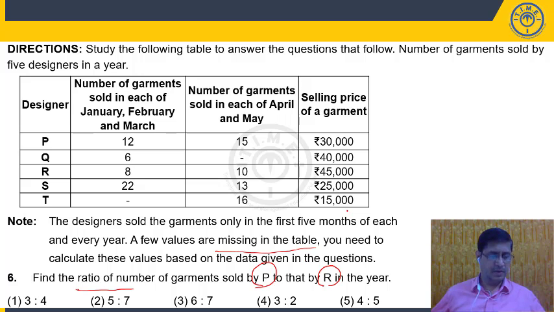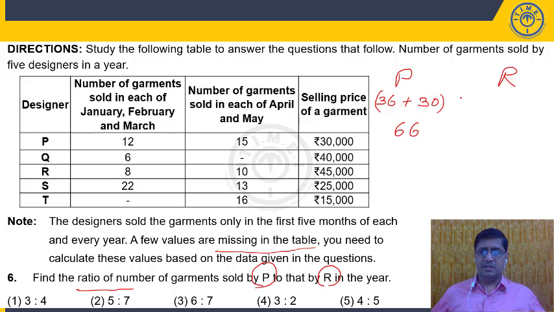Just look at this. P and R: how many were sold by P and R? In the first month P sold 12, in the second month again 12, in the third month 12, means 3 times 12. 3 times 12 is 36. Next, 2 times 15, for April and May, is 30. When you add these two, it is 66.